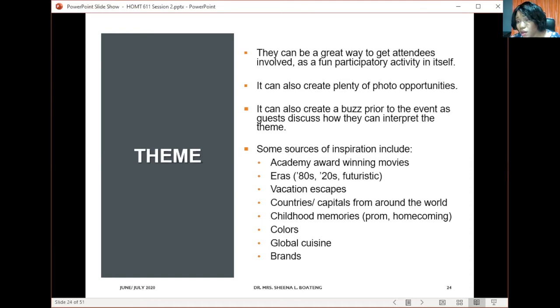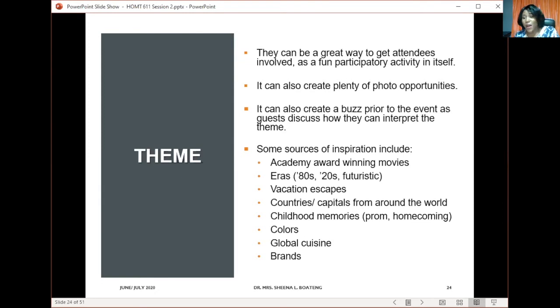So these are examples of themes that are based around countries and capitals around the world, right? Some events are also based around childhood memories. Before, prom and homecoming was not something popular in Ghana. Now, thanks to the international schools, prom and homecoming has come to stay. GIS's prom is the talk of the town, right? SOS, their prom and homecoming is the talk of the town.